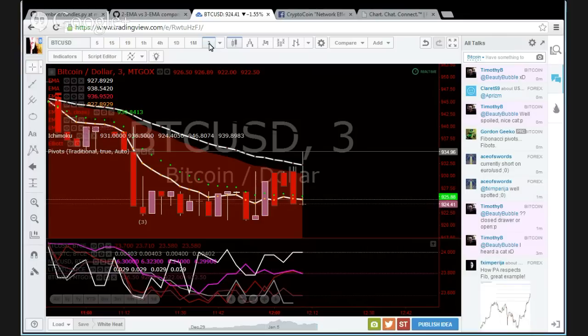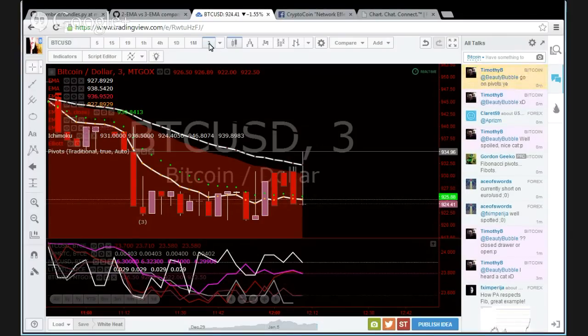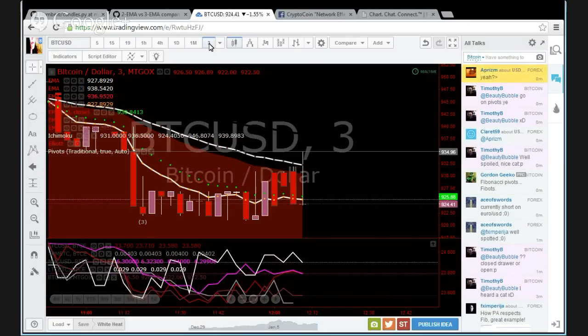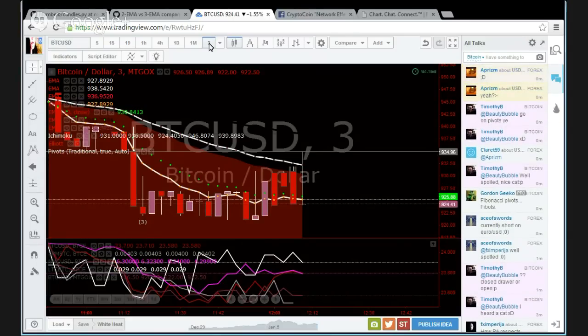Okay, so as the pivots are drawn in, you're going to use your horizontal ray tool and just have them off to the right-hand side. Have your pivot be one solid color, and then your resistance 1 and 2 and your support levels 1 and 2 can be different colors. At least that way you're always knowing that your pivot is at 922 and then you're seeking its level.